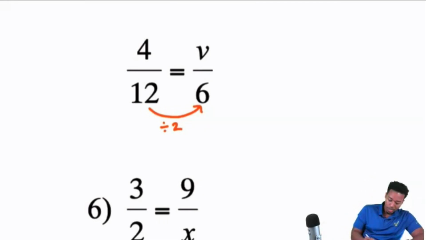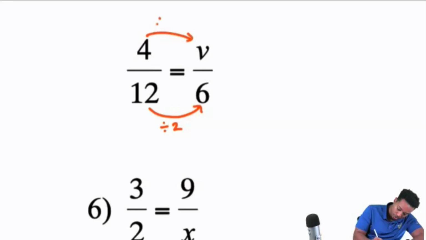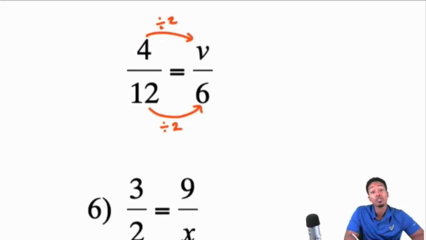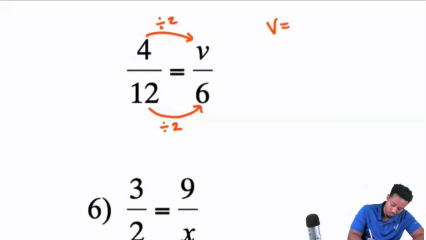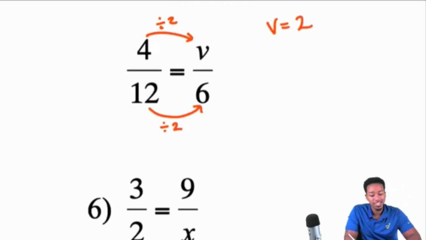So 12 to 6, divide by 2. Everybody, 4 to the answer, you would still divide by 2. Everybody, 4 divided by 2 is 2. Yes, you can divide. Hey, it's okay, Sandra. It's okay. I got you. And so, boom, it works out just fine.